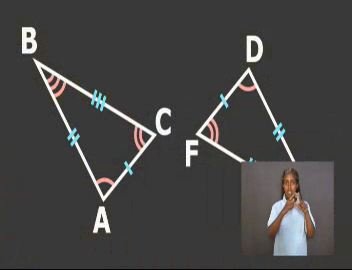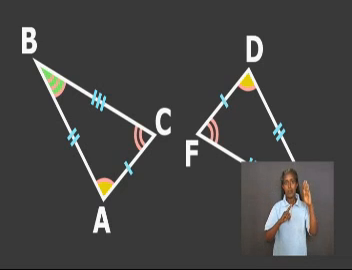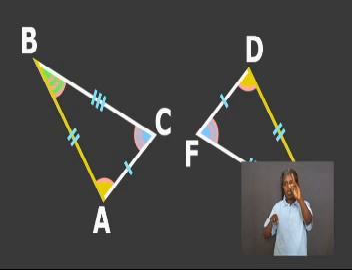The angles match. Angle A is congruent to angle D. Angle B is congruent to angle E. Angle C is congruent to angle F. And the sides match too. Side AB is congruent to side DE. Side BC is congruent to side EF. Side AC is congruent to side DF.